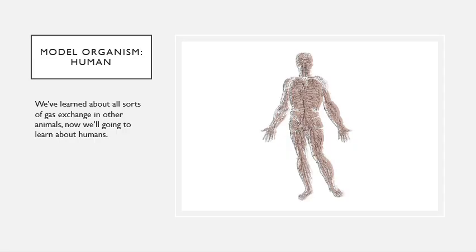So we've learned about gas exchange in different organisms. We talked about how gills exchange gas when we talked about crustaceans. We talked about how flatworms just diffuse gases across their membrane. Now we're going to really delve into humans as a model organism.